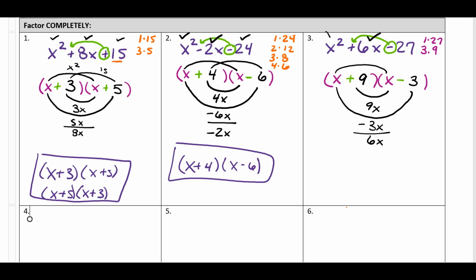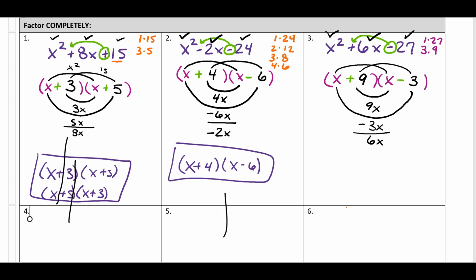x times x is x squared. 9 times negative 3 is negative 27. So the better you are at multiplying, the quicker you're going to be at this. If you're not good at multiplying, that's okay. You can train yourself to get better. It's just going to take a little more time than someone who's already good at it.